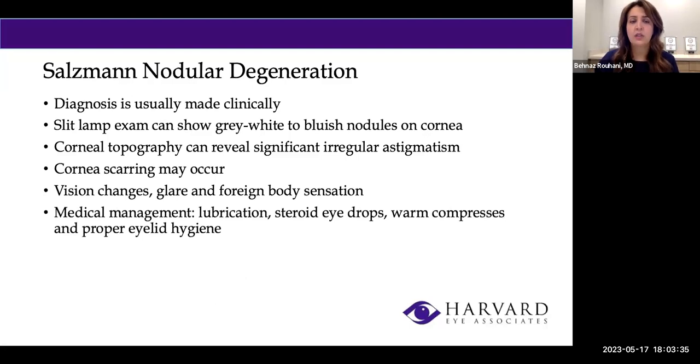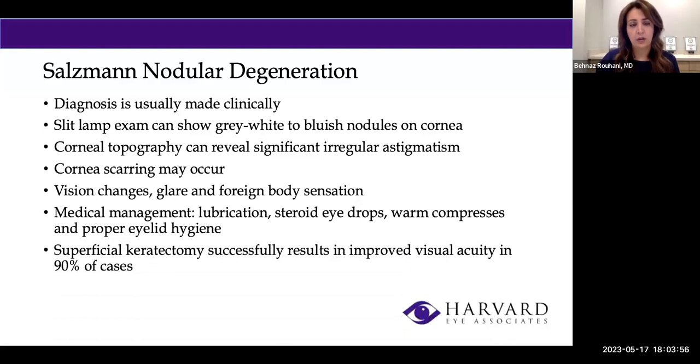And medical management is usually with lubrication, making sure that we keep the eyes nice and lubricated. Steroid drops can help with minimizing the elevation at times. They're not going to be regressed, though. Warm compresses can help, again, just to keep the surface health of the eye. And of course, the proper eyelid hygiene.